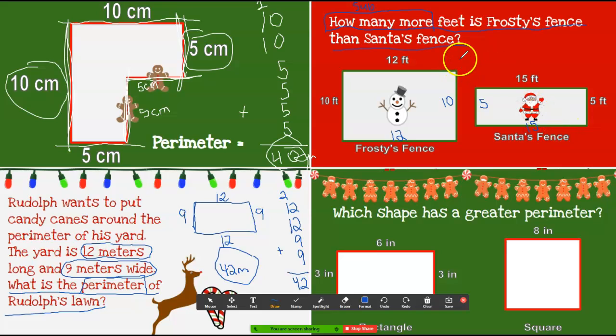Okay, so let's go ahead and add 12, 10, 12, 10. So now we're finding Frosty's fence. 2, 4, 1, 2, 3, 4. So Frosty's is 44.